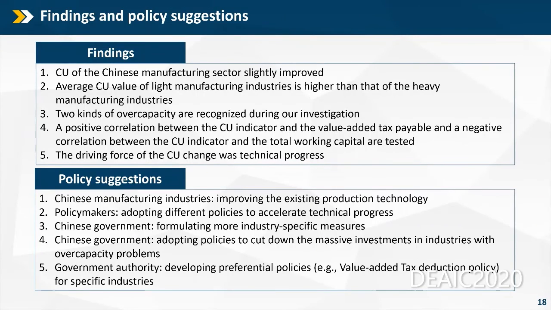Based on these findings, our policy suggestions are put forward. Chinese manufacturing industries should improve the existing production technology. Policymakers should adopt different policies to accelerate the technical progress. The Chinese government should formulate more industry-specific measures and adopt policies to cut down the massive investments in industries with overcapacity problems. Government authorities should develop several preferential policies, for example, the value-added tax deduction policy for specific industries.